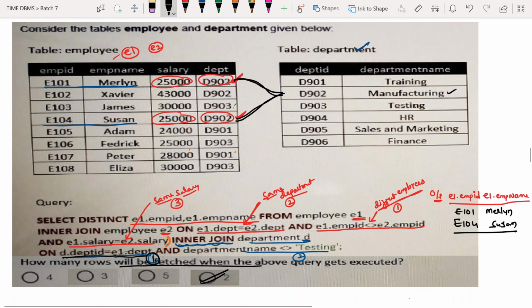Anybody answered this question? Have you understood? So this way you have to solve. Okay, so it is not much difficult if you practice it. If you practice it, it is not much difficult. Have you solved this question?